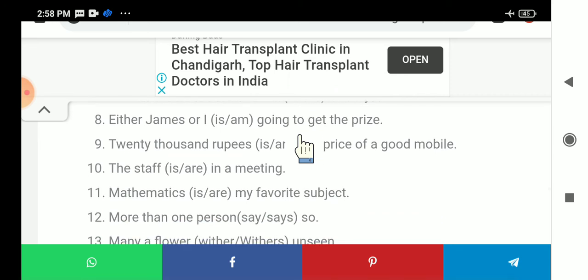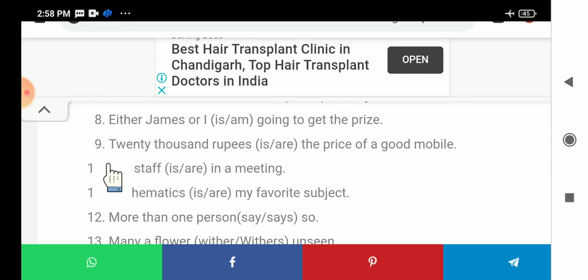Now comes the eighth one. Either James or I is or am going to get the prize. With the nearest singular subject, if either or is used, a singular verb should come. So the answer is: either James or I am going to get the prize. Understood? Fine. According to the rules we have discussed.